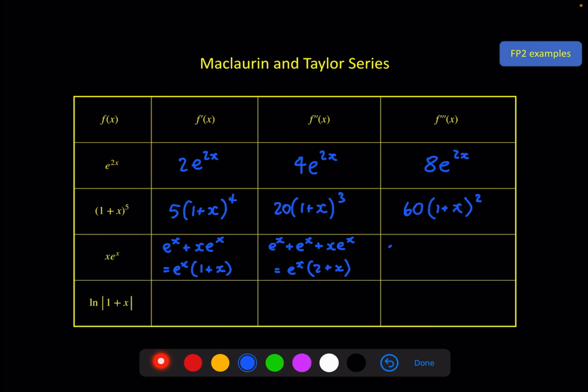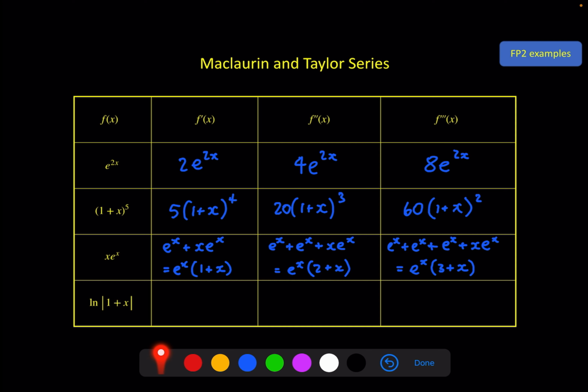Differentiate this again, e to the x doesn't change, e to the x doesn't change, x e to the x gives us e to the x plus x e to the x. Factorizing that gives us e to the x (3 plus x). And of course I could have done that more easily by combining these, but I wanted to show how this progresses to give this answer here.